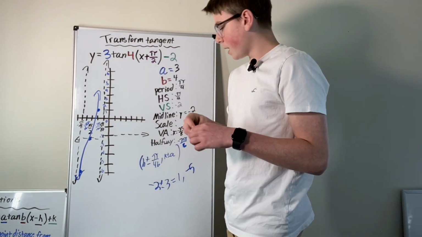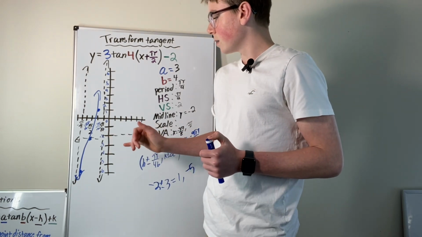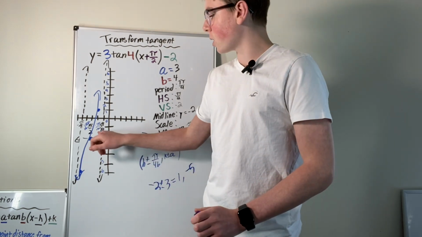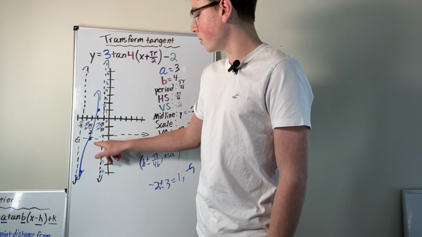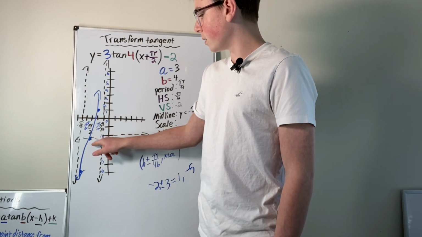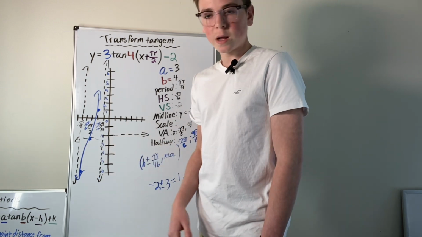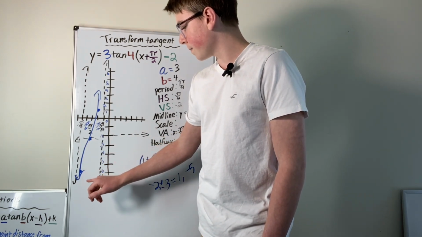But remember that with the amplitude, you're always just using these halfway points. It's halfway between your asymptote and your horizontal shift, and you're just going up your amplitude from there. So our amplitude is 3. So we're at negative 2, then we go up 3: negative 2, negative 1, 0, 1. Then we go down 3 on the left: negative 2, negative 3, negative 4, negative 5.